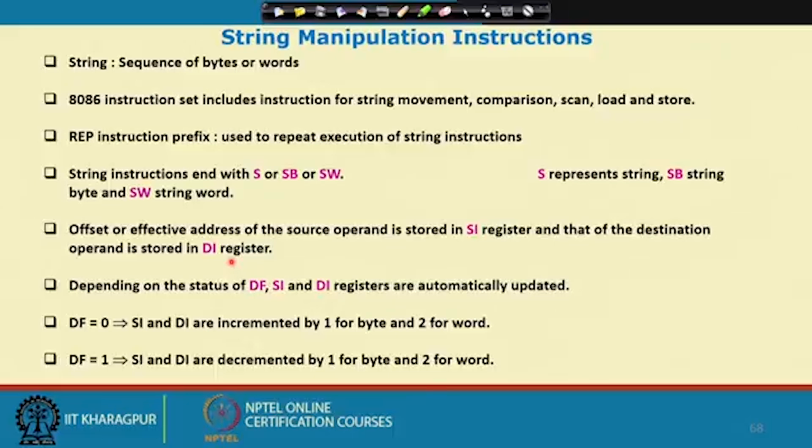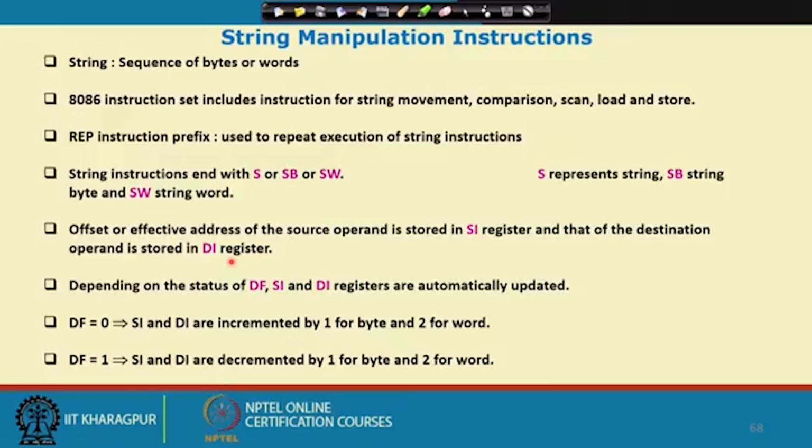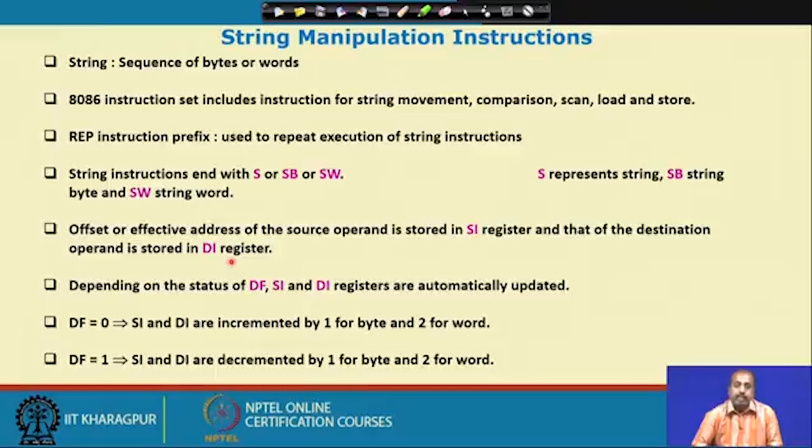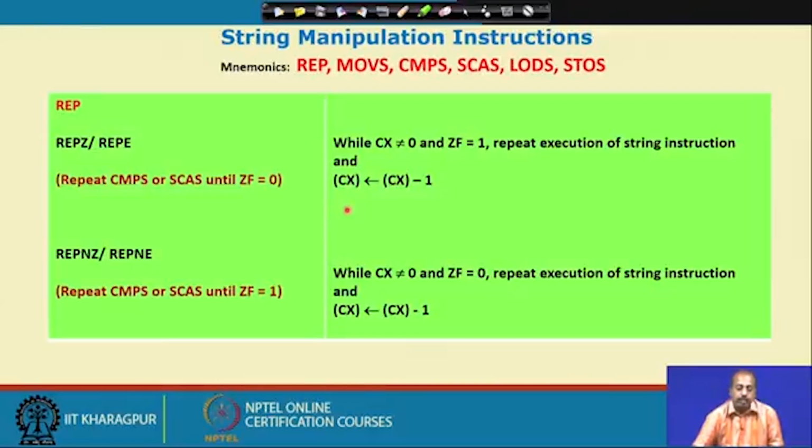If it is a MOVSB type of instruction, then after doing one transfer, SI and DI will be incremented by 1. If it is a MOVSW type of instruction, then they will be incremented by 2. And if DF equals 1, then instead of incrementing, the values will be decremented. This way we can have these string manipulation instructions.